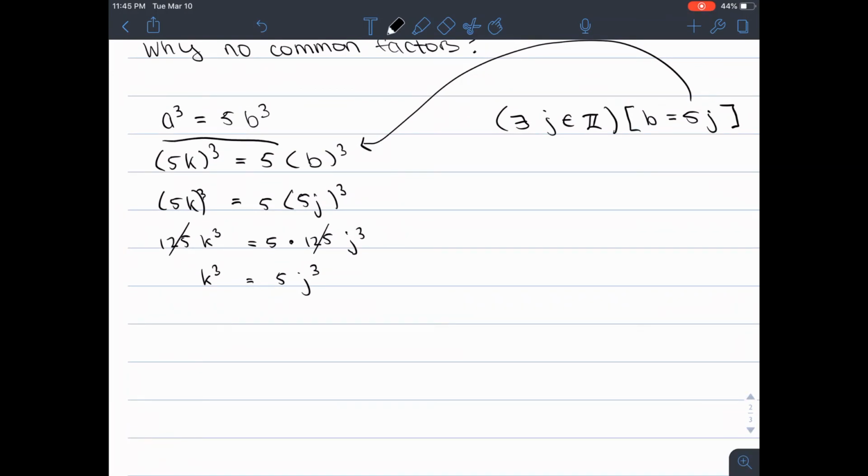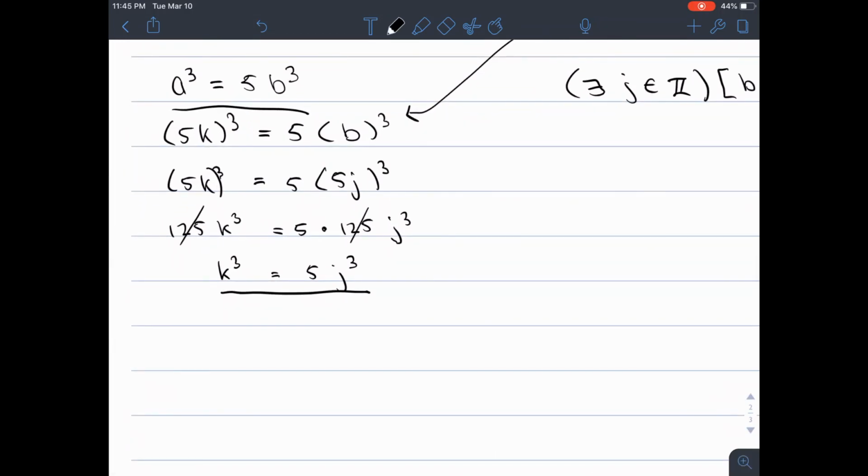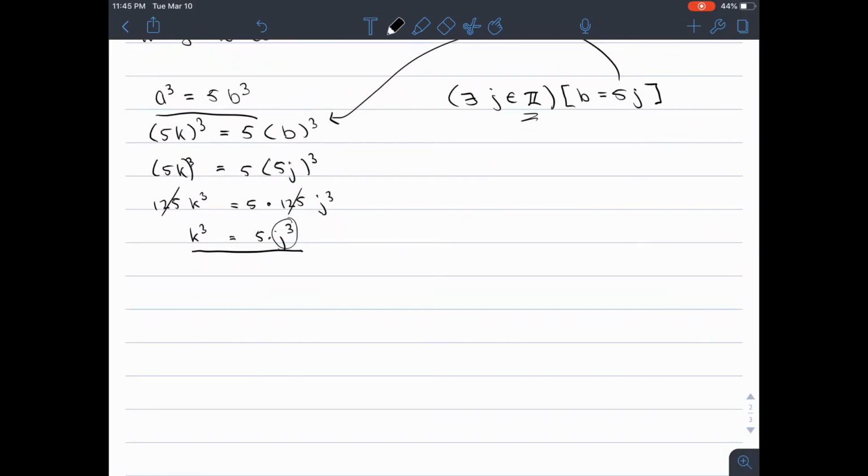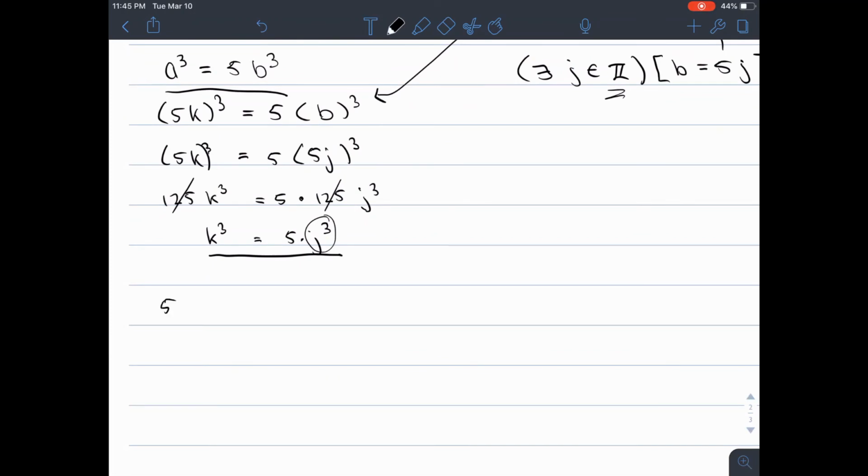a cubed is equal to 5b cubed, and k cubed is equal to 5j cubed. Thus, we can repeat the pattern, knowing that k cubed is written as 5 times some j cubed, j being some integer. As defined here, we can show that 5 divides k cubed, which means that 5 divides k. And so since 5 divides k, we can define k as, there exists, let's just call this r, an element of the integers, such that k is equal to 5 times r.